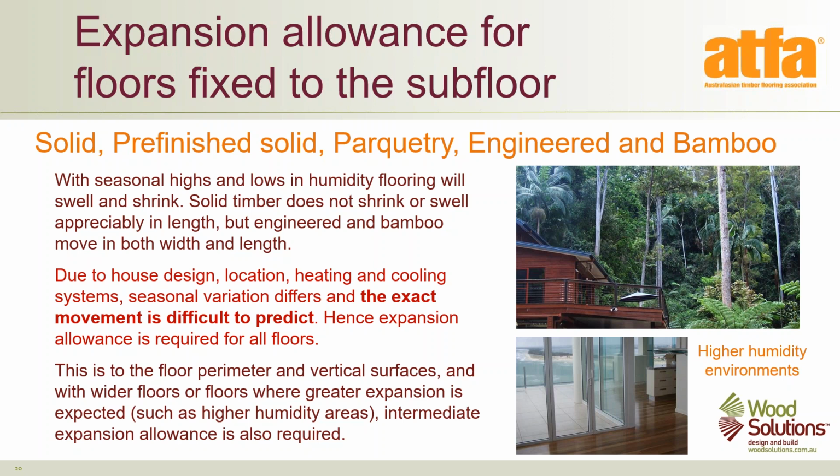Due to house design, location, heating and cooling systems, seasonal variations differ, and the exact movement is difficult to predict. And again, this is the reason why we need to have expansion, or maybe even shrinkage allowance, if you want to think of it that way as well. This is added to the floor perimeter around all vertical surfaces, and with wider floors, there's greater expansion. Then we also need to consider intermediate expansion allowance.